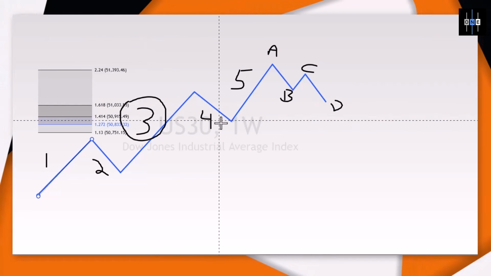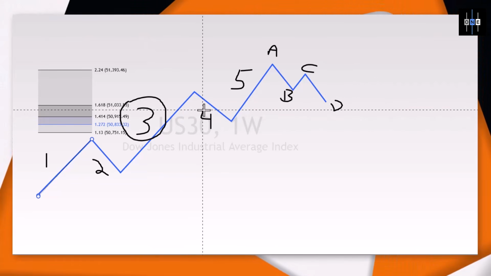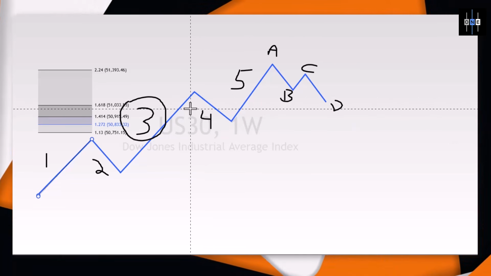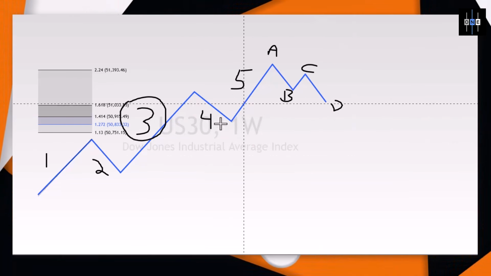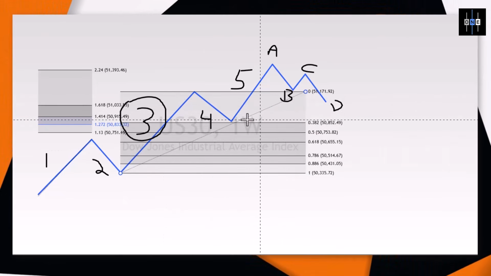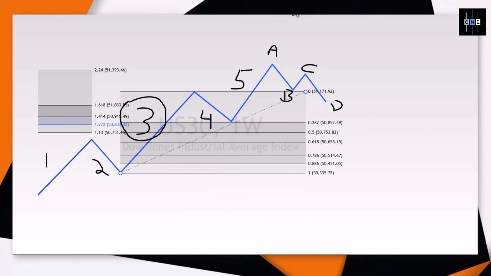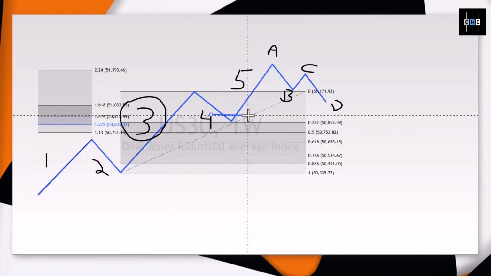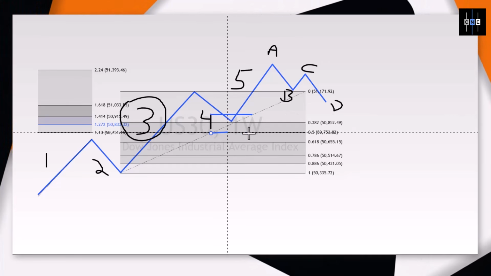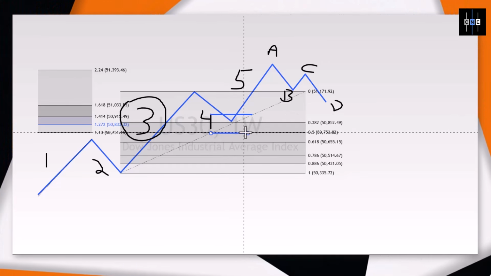This second pullback, leg number 4, wave number 4, excuse me, should retrace anywhere between the 23.6% and the 50% of leg 3. So once again, Fibonacci retracement from our swing low to our swing high. I don't have a 23.6 up here, but you can imagine it's somewhere up here. So that would be the 23.6, and then it should be before that 50%. That's the area of retracement that we're looking for.